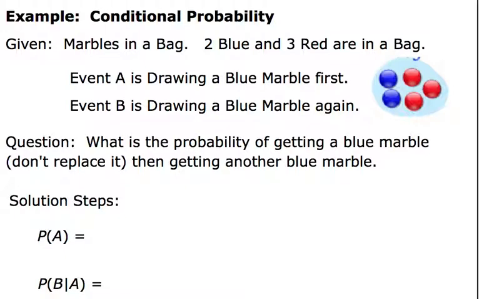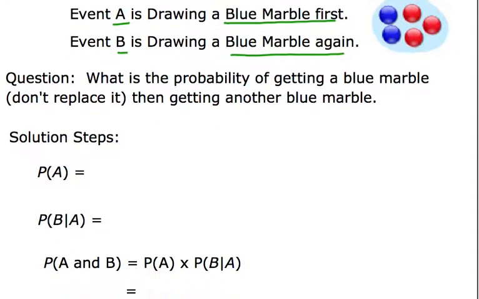All right, let's do another example. You've probably seen this one before in my videos. Marbles in a bag. We give you 2 blue marbles and 3 red marbles in a bag. So the first event, event A, is drawing a blue marble first. And event B, the conditional, is that you've already drawn that first blue marble and you want another blue marble. Again, no replacement. So once you take a marble out of the bag, you're not going to put it back in. So here are the steps again.